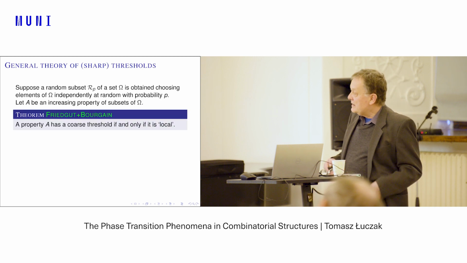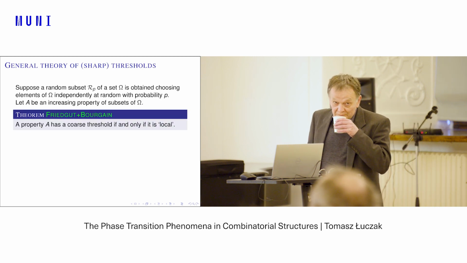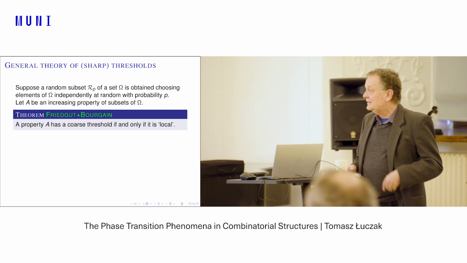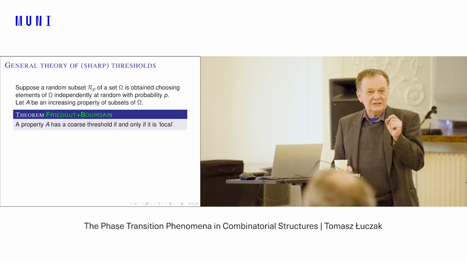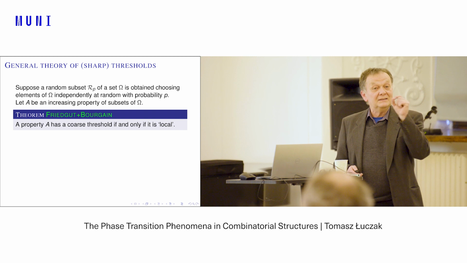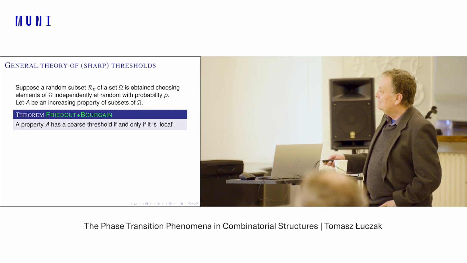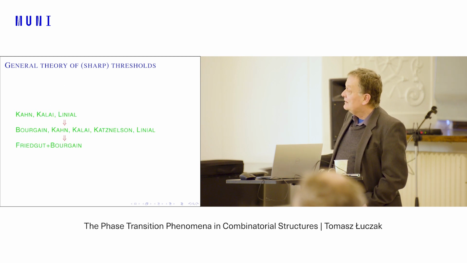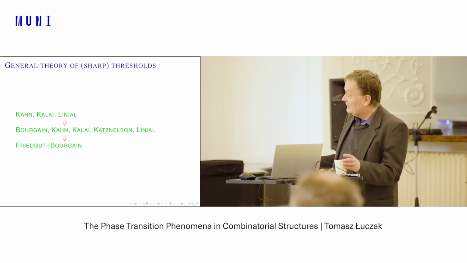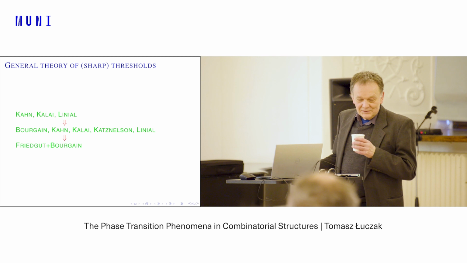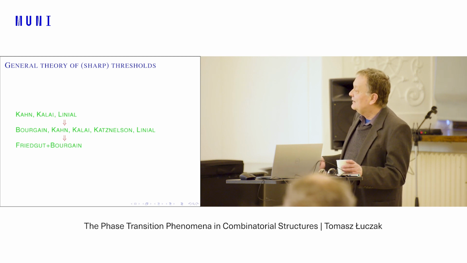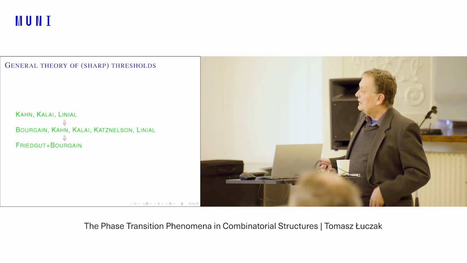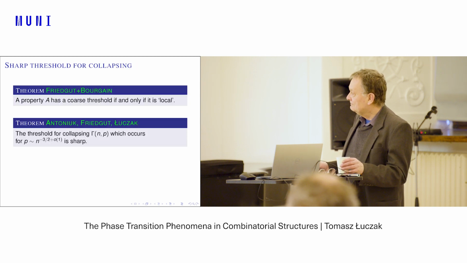So here, we invoke the general theory of sharp threshold. Friedgut and Bourgain proved that a property A has a coarse threshold only if it's local. If it's not local, it has a sharp threshold. This was first anticipated in the famous paper called KKL, Kahn-Kalai-Linial. But the final result was made by Bourgain, and an addendum to this Bourgain article was written by Ehud Friedgut.